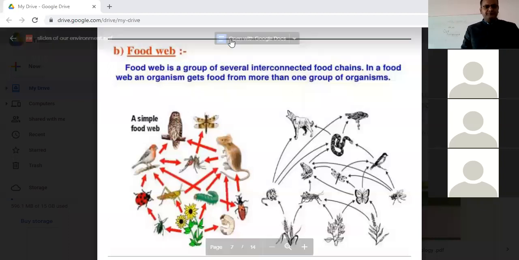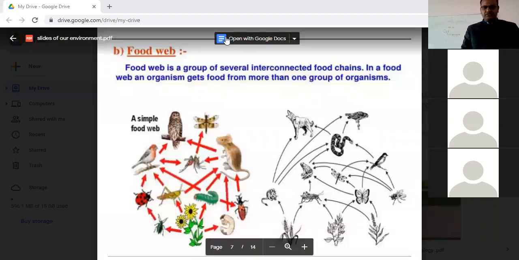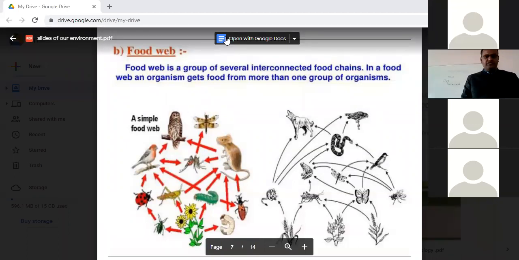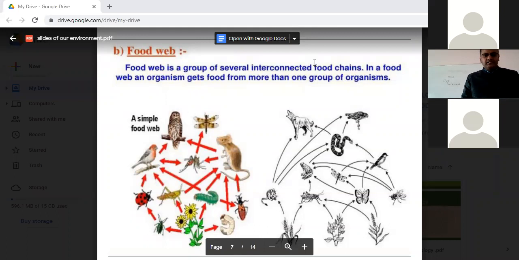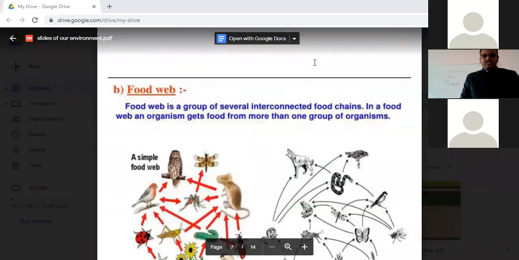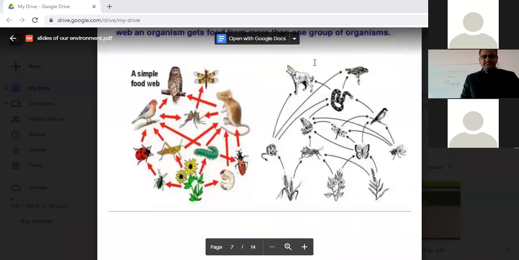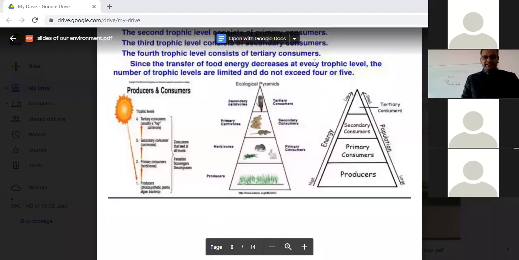So what is a food web, students? Quickly raise your hand so that I will unmute you. Okay, Anjali, you can unmute yourself. Yes, sir. Interconnected food chains are called food webs. Very good. Interconnected food chains are called a food web. Okay, my next question to the students: is energy flow in an ecosystem unidirectional or bidirectional?